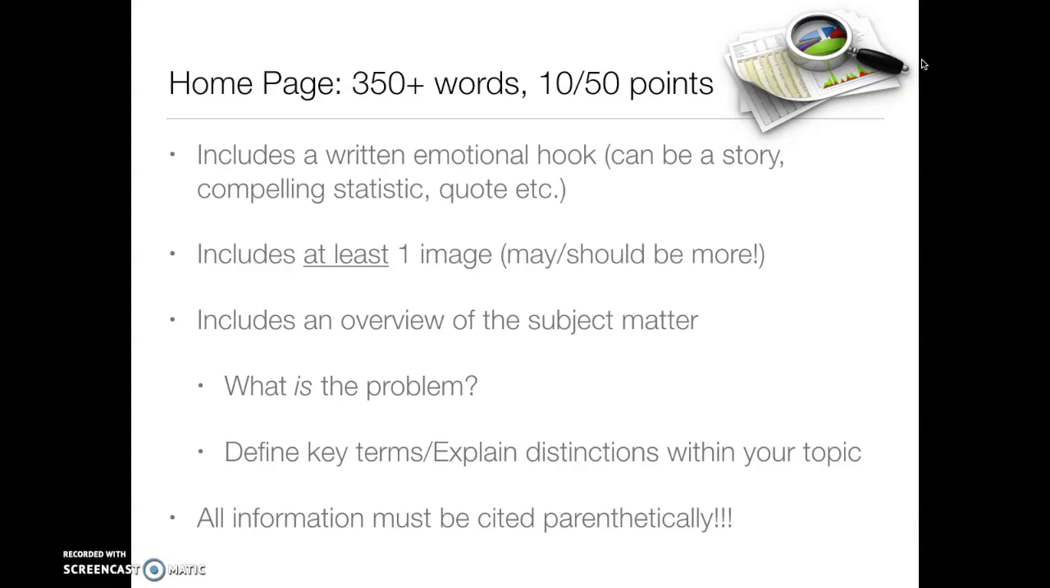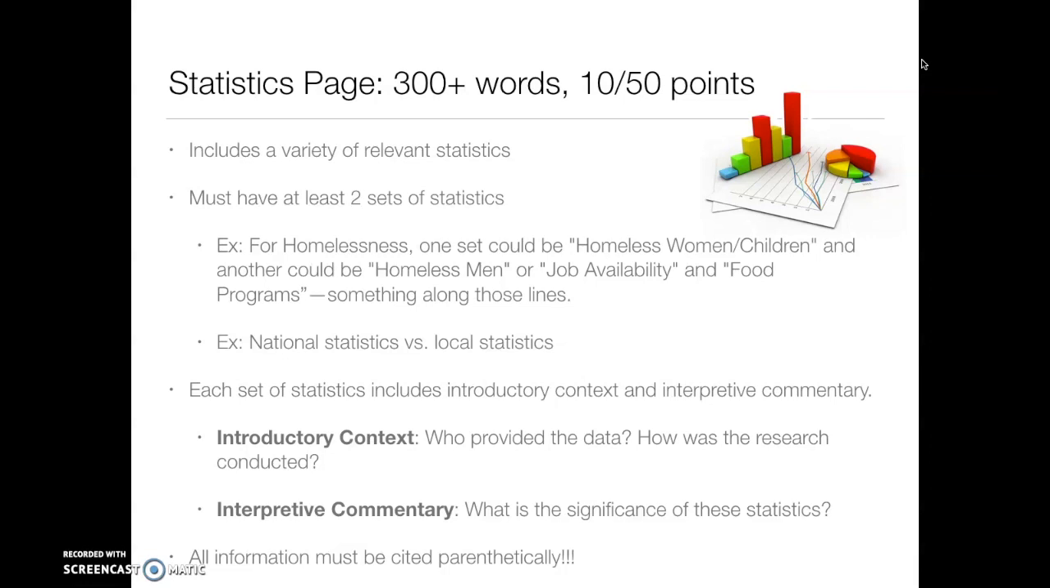All right? Next, let's talk about the statistics page. That's about 300 or so words. Again, another 10 out of your 50 points. This includes a variety of relevant statistics. Now, here's the thing. You have to have two sets of statistics. So here's an example. For homelessness, one set of statistics could be homeless women and children, and then you list a bunch of statistics for homeless women and children. And then another could be homeless men, or another category could be job availability, or another one could be food programs, something along those lines.